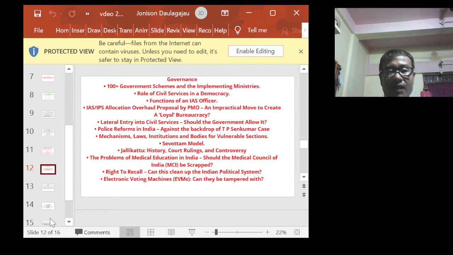governance: 100 plus government schemes and the implementing ministries, role of civil service in democracy, functions of IAS officers, IAS IPS allocations, overall proposal by PMO, an impractical move to create a loyal bureaucracy, lateral entry into civil service, should the government allow it. Okay.